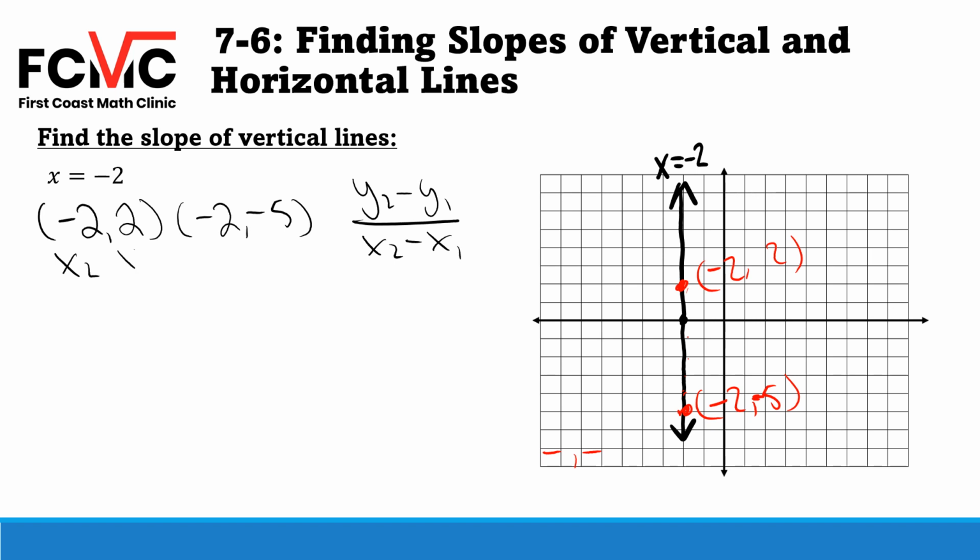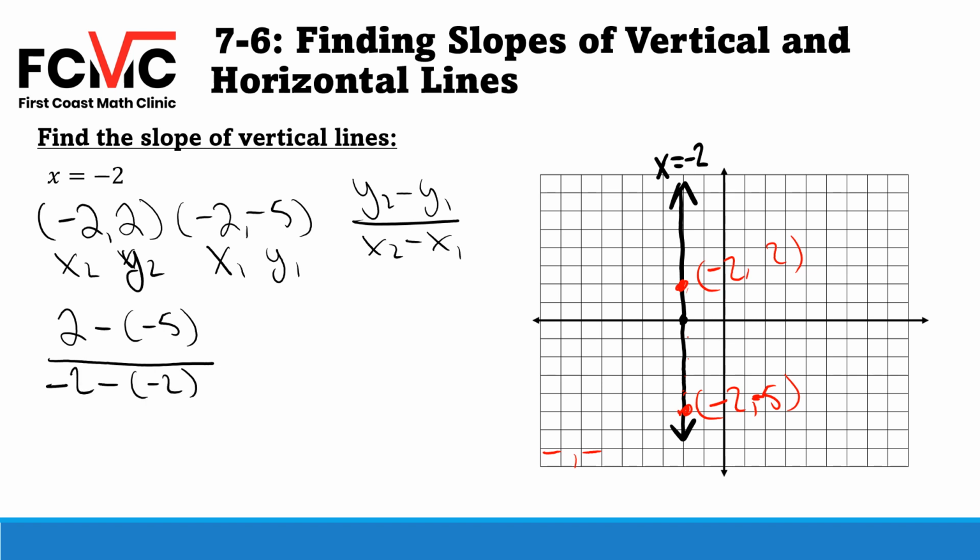So we'll do x2, y2, x1, y1. So we'll do the difference of our y's: 2 minus -5 over x2, which is negative 2, minus x1. Use our subtraction rule, so keep, change, change, keep, change, change. We'll get 7 over negative 2 plus positive 2, which is 0. So now we've got 7 over 0.